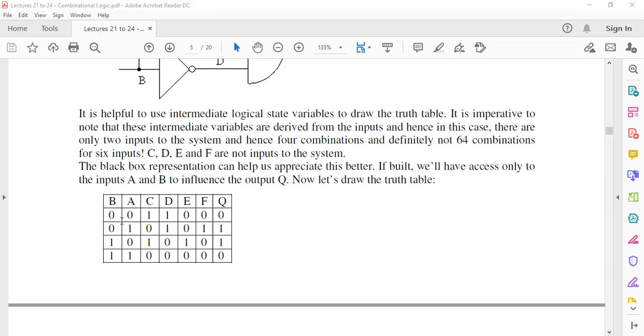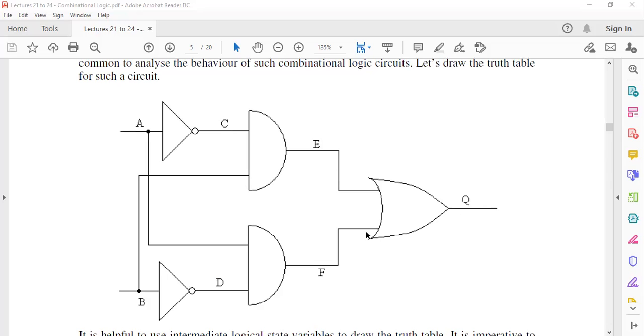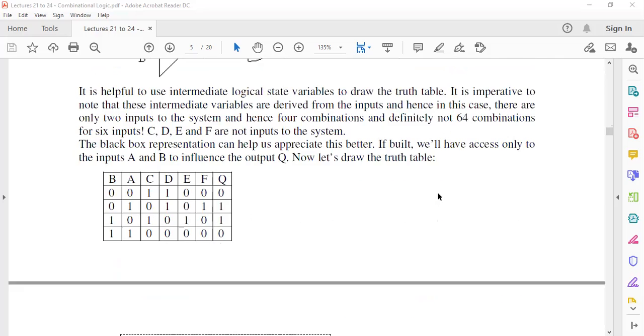If you look at B, A, and Q, you find that when B and A are 0, 0, you get 0. When it's 1, 1, you get 0. But then 0, 1, you get 1, and 1, 0, you get 1. So we have seen this gate already. It's the XOR gate, and this is how you could implement the XOR gate using the fundamental gates like AND, NOT, OR gates.